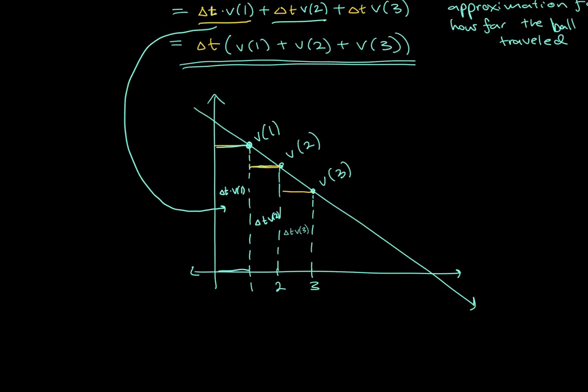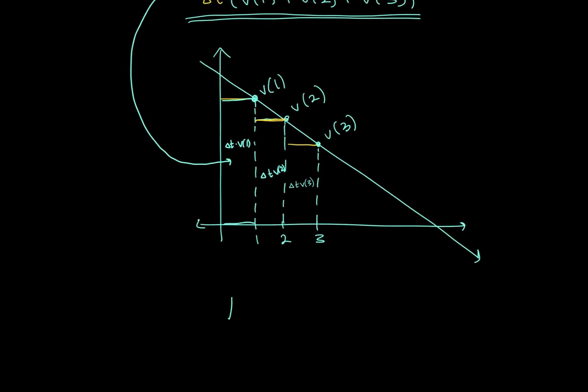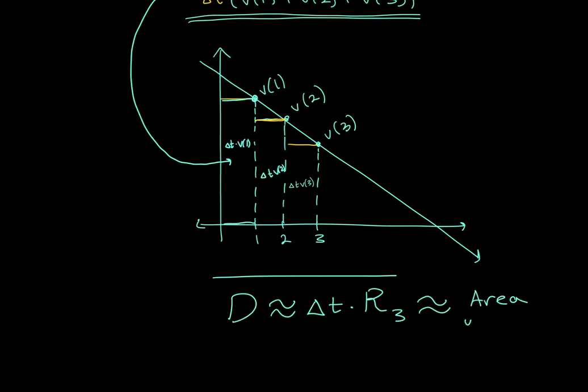All right, so what we did is we said the distance traveled is approximately equal to, well, really what we did is delta t, 1, times the right-hand rule with 3 rectangles. Okay, that's absolutely huge. But that is approximately equal to the area under the curve. And we are getting really, really close to one of the most crucial ideas in all of calculus. Fundamental, I would even say.